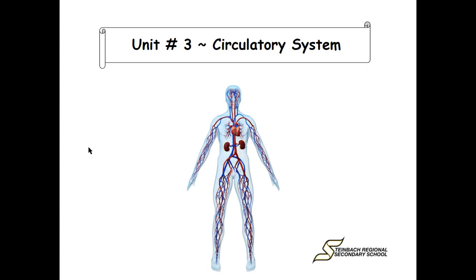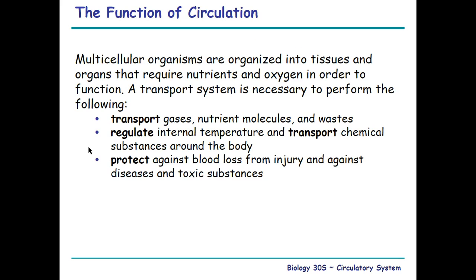Unit 3, the circulatory system. Multicellular organisms are organized into tissues and organs that require nutrients and oxygen in order to function.